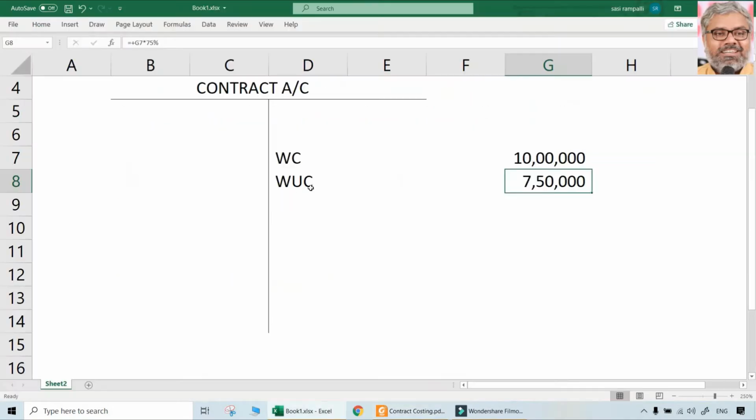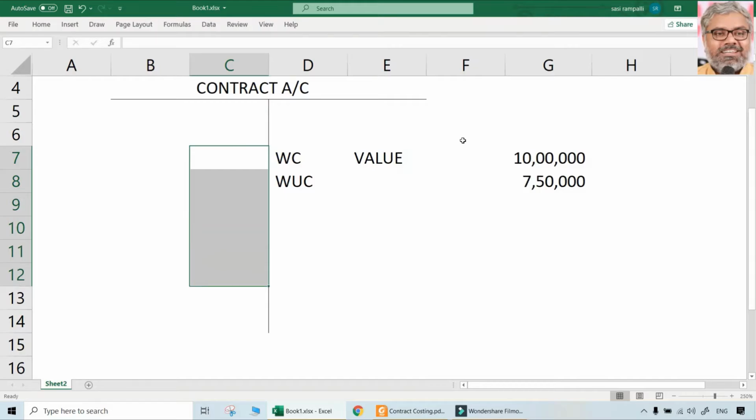So on the credit side, for work certified, what will we write? We will write the value of it. And on the debit side, all the costs are there. So that is why naturally there will be a profit or loss arising from that, which is not complete also. That is why we don't call it a real profit. We call it a notional profit.